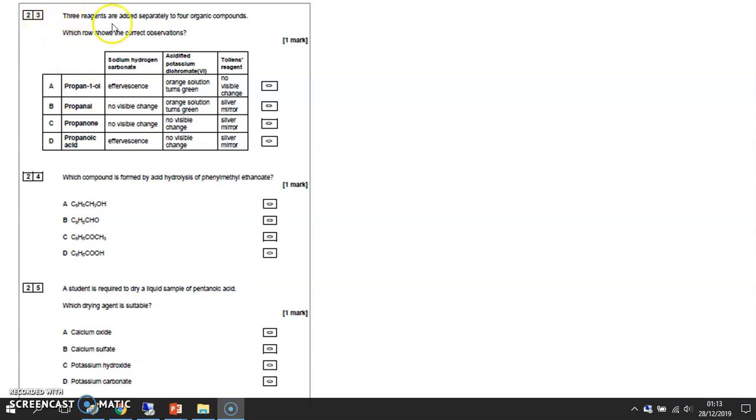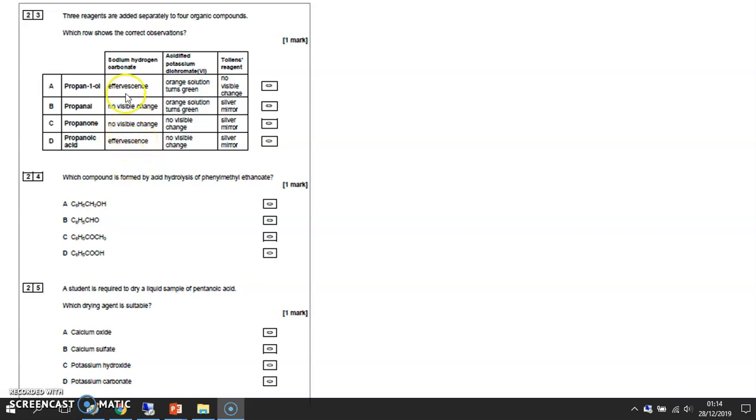Question number 23. I've got some reagents added to 4 organic compounds. Which row shows the correct observations? Well, let's run down each column first of all. Sodium hydrogen carbonates. Carbonates produce effervescence of carbon dioxide in the presence of acids. So propanoic acid, effervescence. Propanone and propanal are not acids. Propan-1-ol is an alcohol. So this is the only acid.